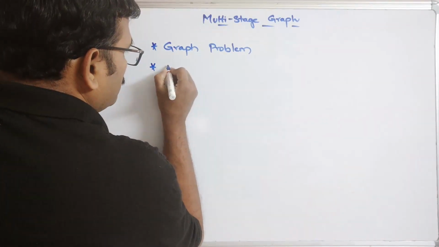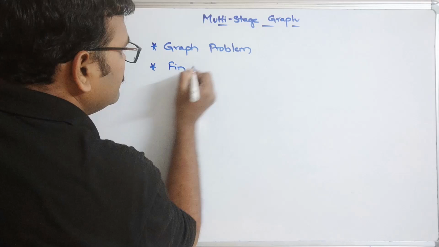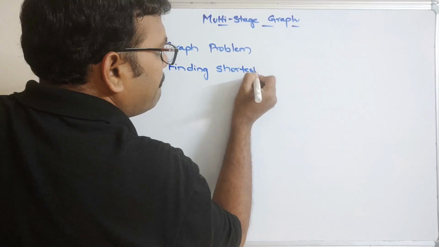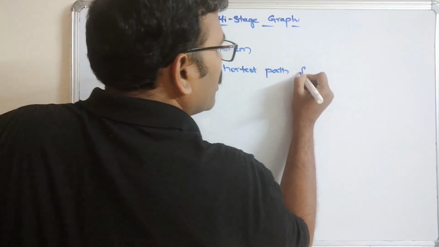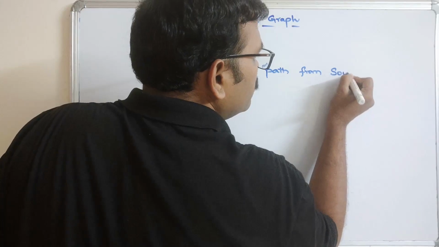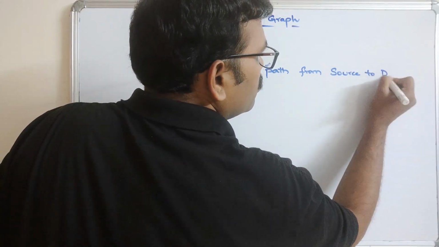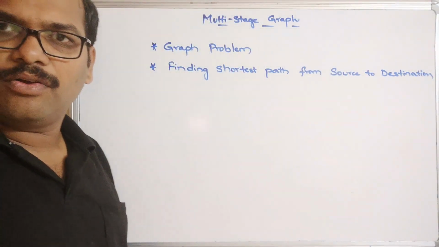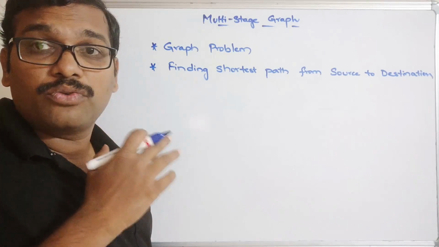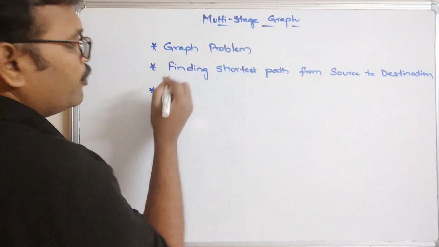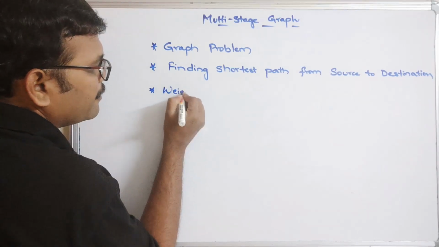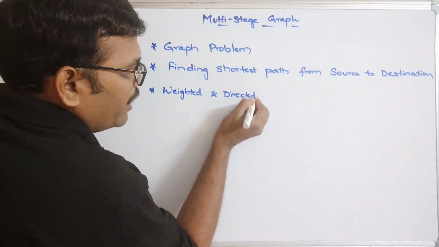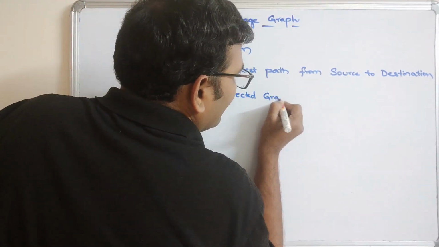So, finding the shortest path from source to destination. Here we have a few constraints. In order to find the shortest path, we are supposed to have some constraints. That is, we need to use a weighted and directed graph. Only the weighted and directed graph we have to take.